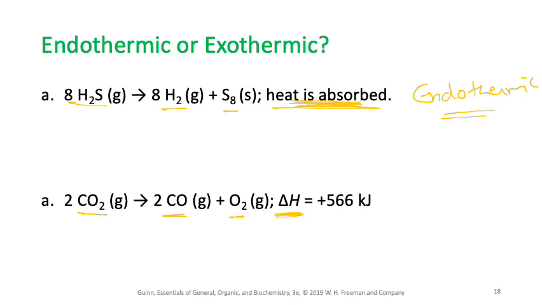And for the second reaction, carbon dioxide decomposes to carbon monoxide and oxygen, and the delta H value is given, right? This time the number is plus 566. When I see a positive sign, positive means energy is getting absorbed. So this is also an endothermic reaction. So this is how you can apply the concept again, right? Whether the information is given that heat is absorbed, or the number is given, you can apply it based on the negative and positive sign of the delta H value.